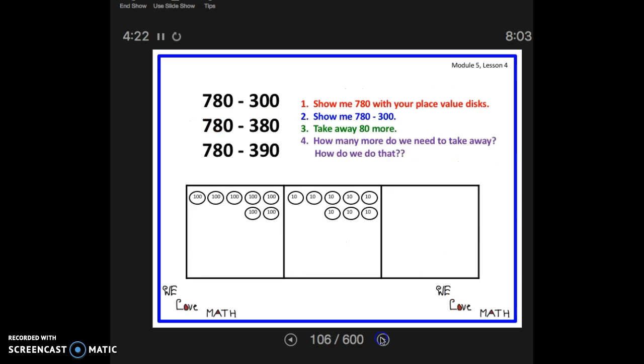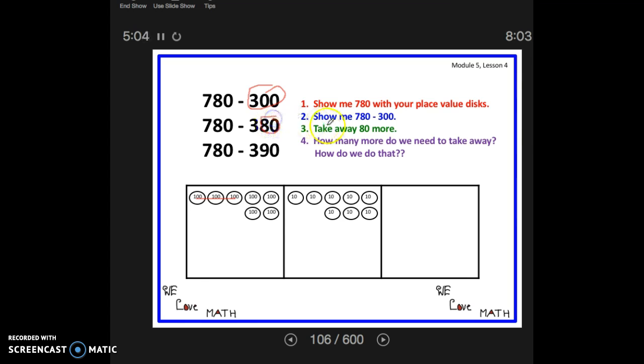Okay, erase your board. This time I want you to flip over, and I want you to show me 780 with the place value discs. All right, so if you look over here, there's my 780. Now, this first one is 780 minus 300. Well, how can we do that? It's easy. Cross out 3. What do we have left? We have 480.